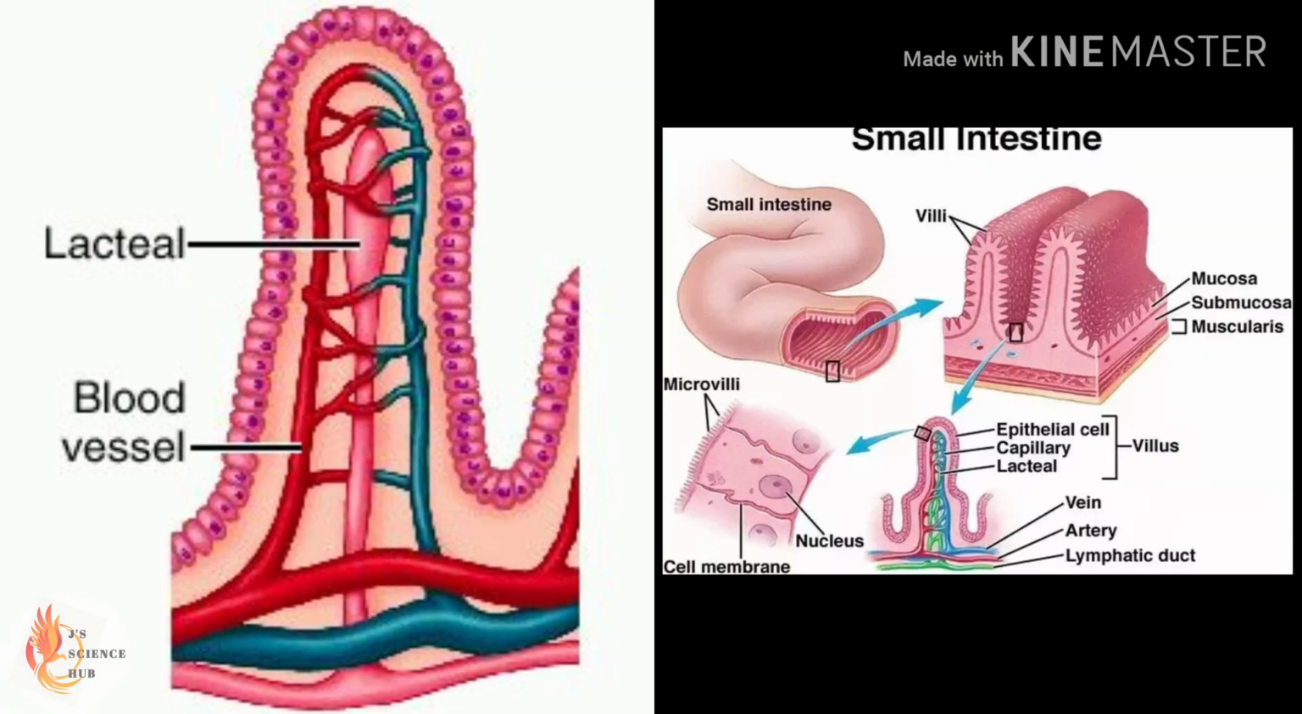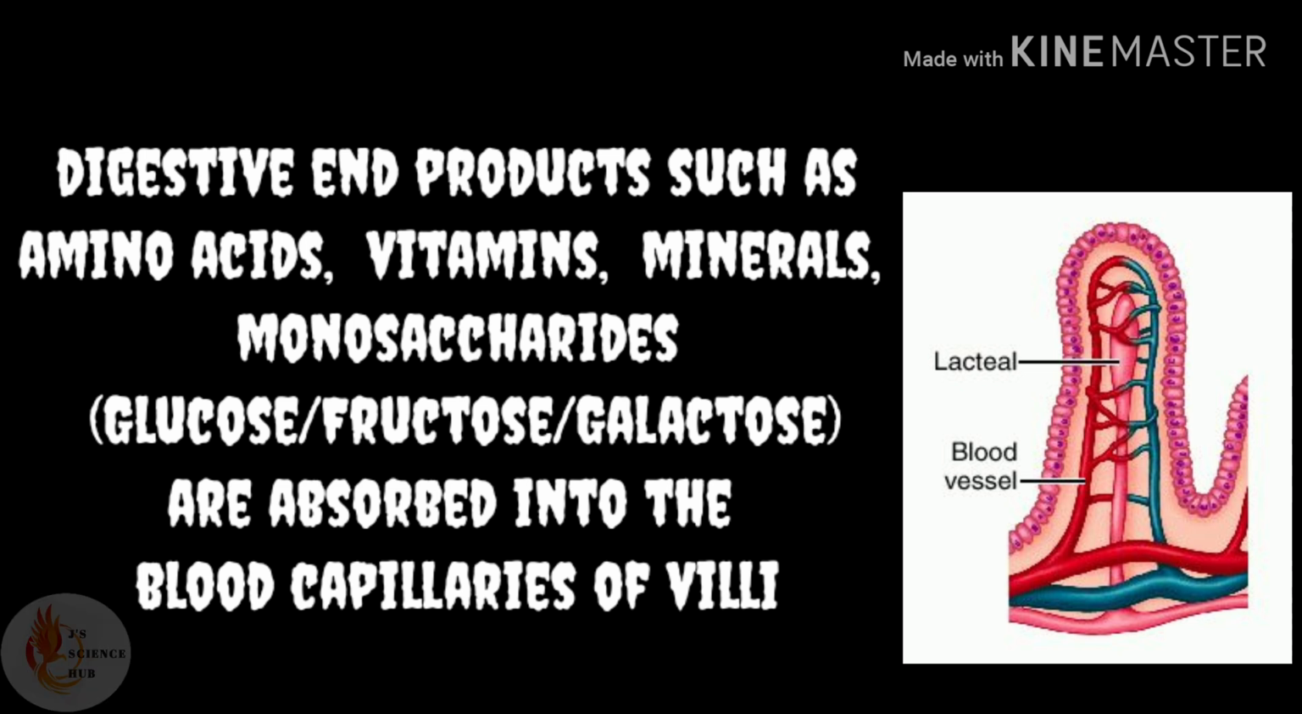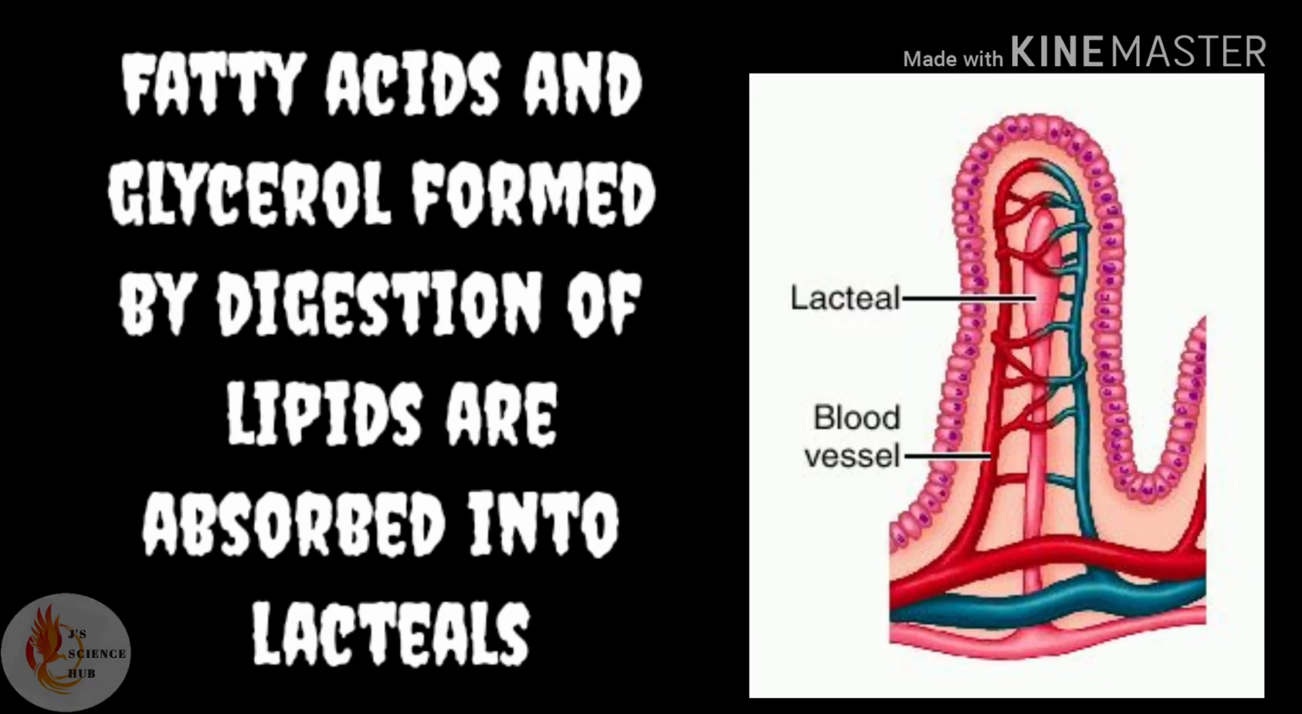Villi are highly vascularized. It means a lot of blood capillaries are present inside the villi. The digestive end products such as amino acids, vitamins, mineral salts, and monosaccharides, glucose, galactose, and fructose are absorbed into the blood capillaries of the villi. Fatty acids and glycerol formed by digestion of lipids are absorbed into the lacteal. Finally, they enter into the blood circulatory system.